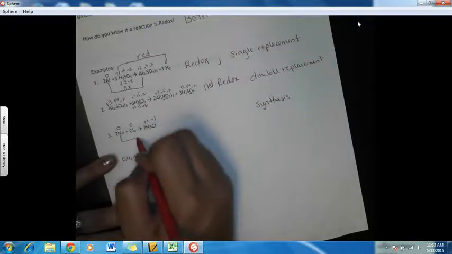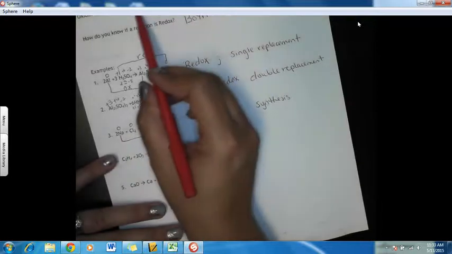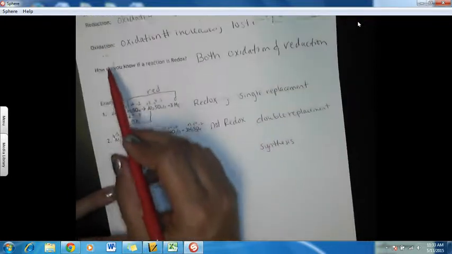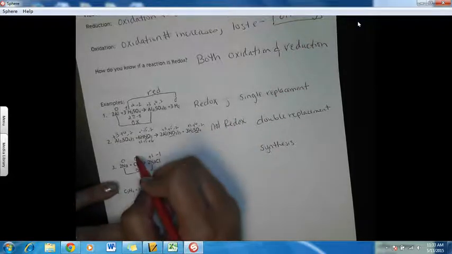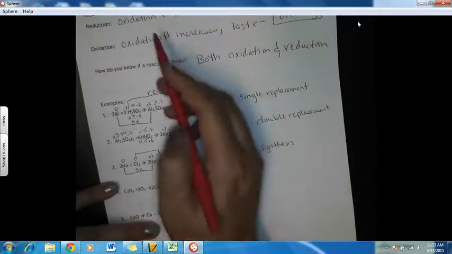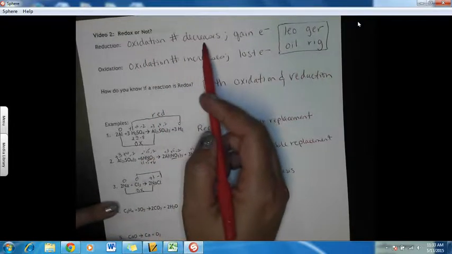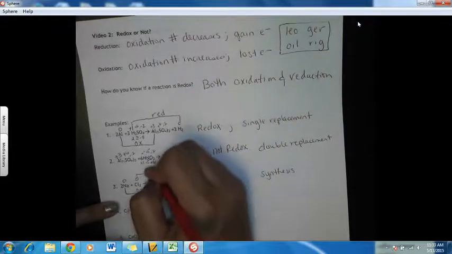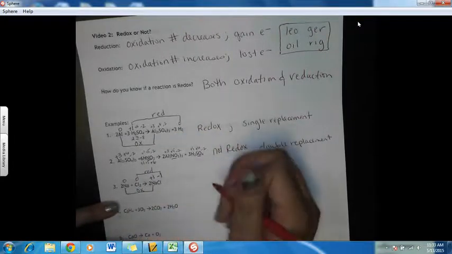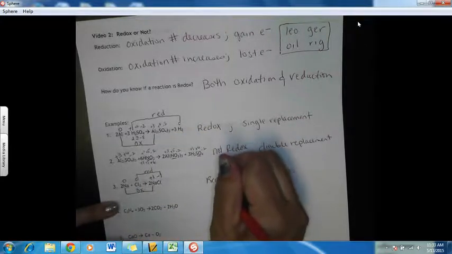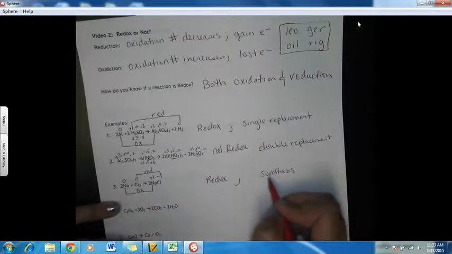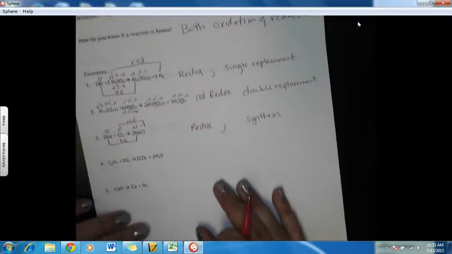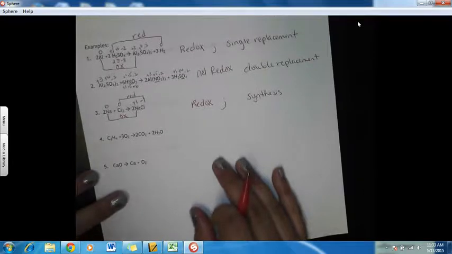Well, let's see what happened. Sodium went from 0 to plus 1. Its oxidation number increased, so it oxidized. Right? Chlorine went from 0 to minus 1, so its oxidation number decreased, and so it reduced. Look at that. We have a redox reaction because we have something to reduce, something to oxidize. Right? So a synthesis reaction can be redox because its oxidation number changed.